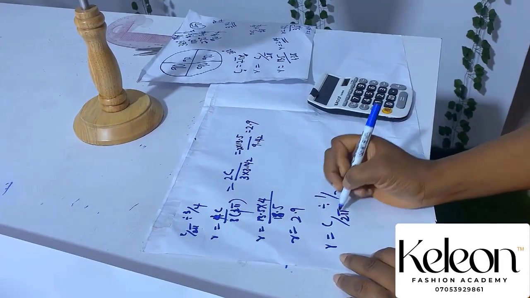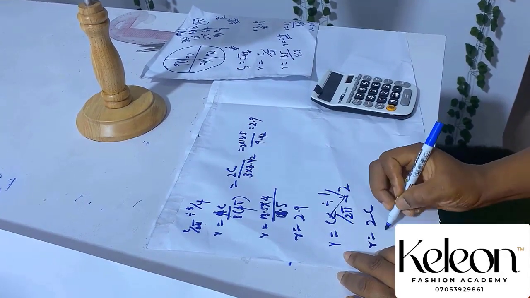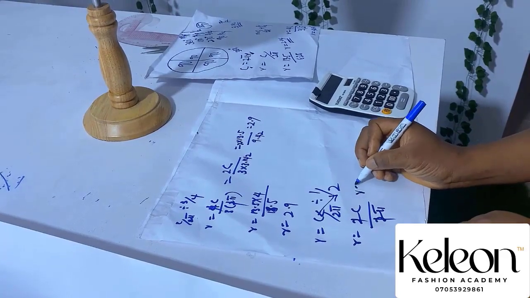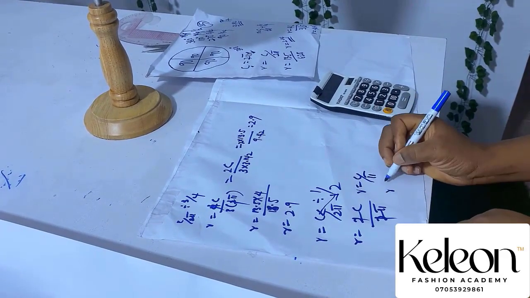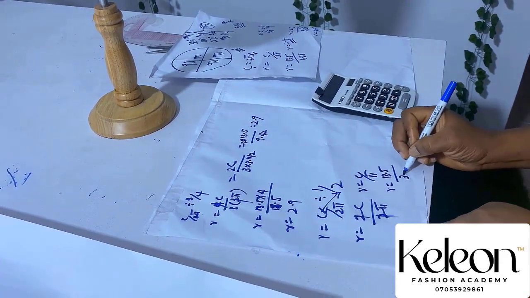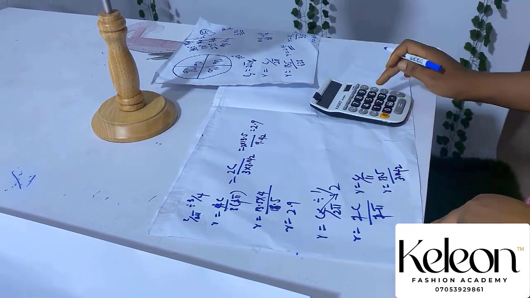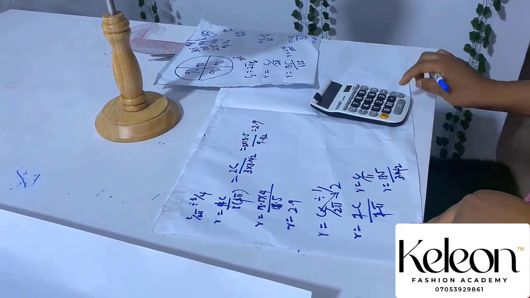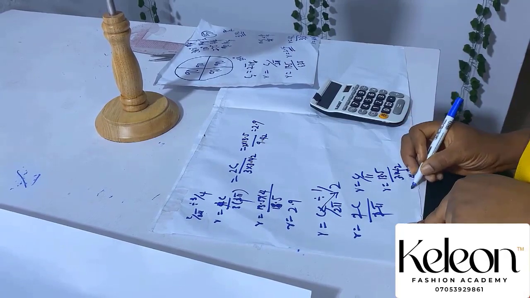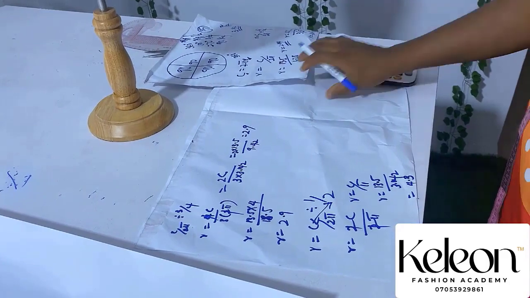So when we do this, remember we cross multiply. So we are going to have that our R equal to 2C over 2 pi. So these two cancel, and we have that R equal to C over pi, which is R equal to 13.5 over 3.142. 13.5 divided by 3.142 equal to 4.3 approximately.